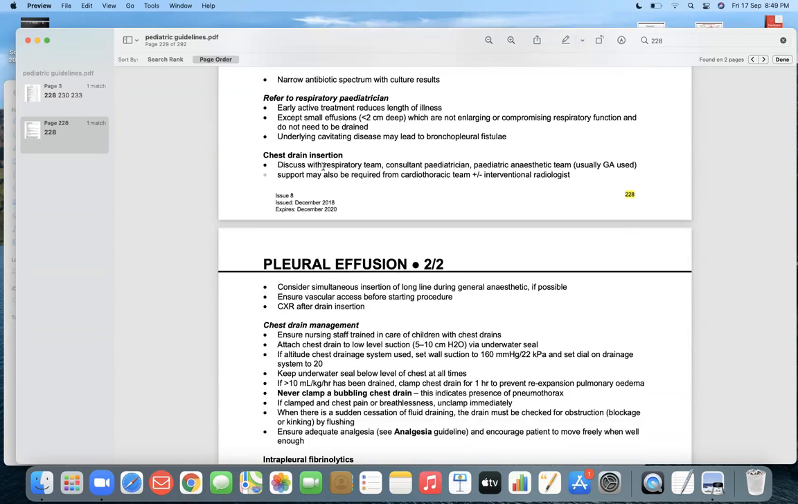So what are the teams involved here? The respiratory team, consultant pediatrician, and pediatric anesthesia team; usually GA is used. Support may also be required from the cardiothoracic team and interventional radiologist.